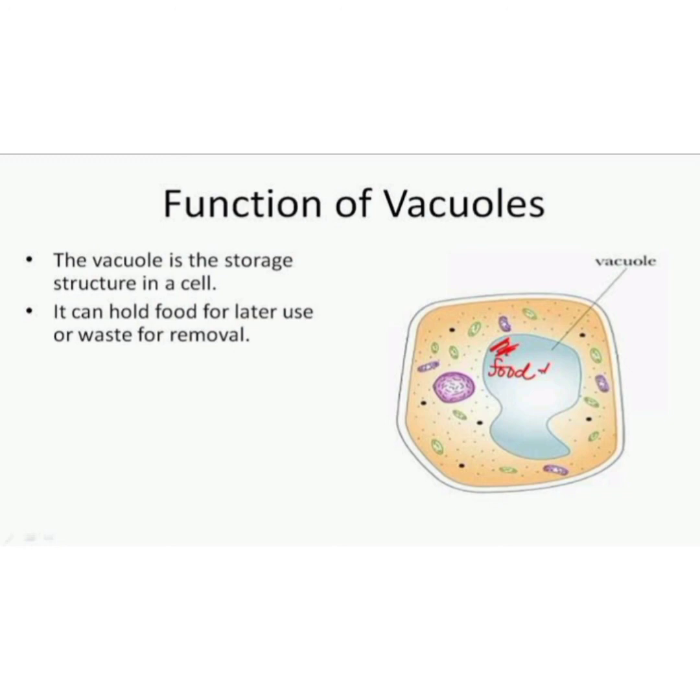Now, what is the function of vacuole? They help the cell to remain turgid, tight, and keep its shape. They store food material and water in the cell. Okay, it can hold food for later use and waste removal. So this is all about vacuole and different cell organelles. With this I complete cell organelles.